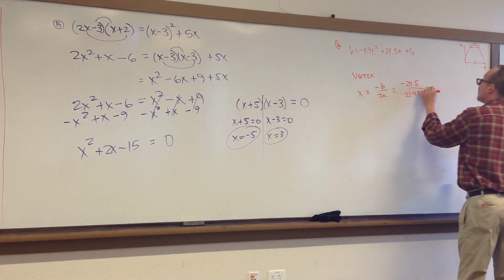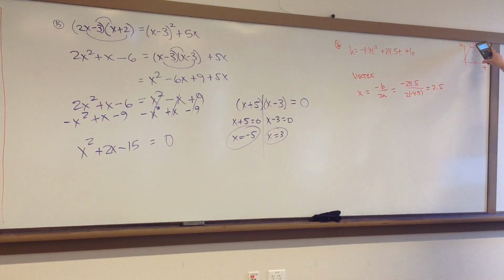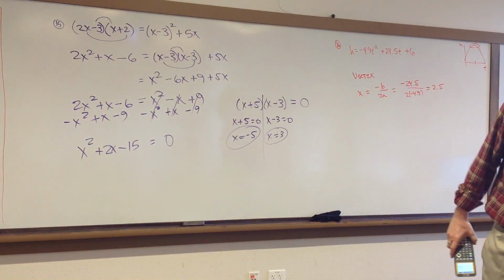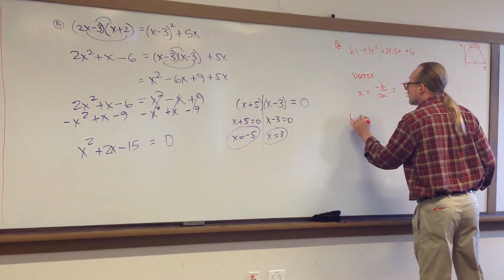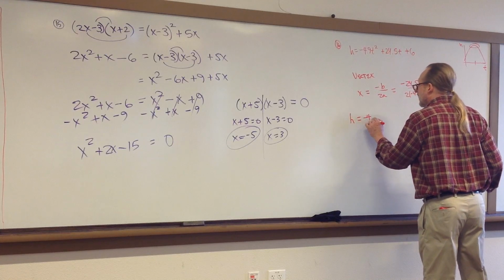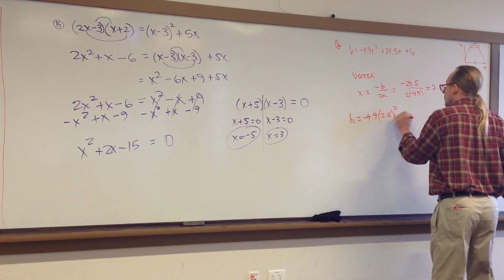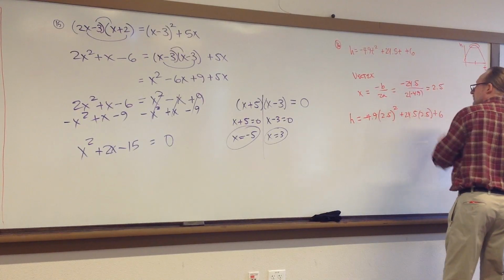2.5. So after 2.5 seconds, that's where the rocket will be at its maximum height. But the problem is asking, what is the maximum height? It's not saying how long it takes to get there. So we've got to plug this 2.5 back into the equation and calculate what the height of this rocket is actually going to be.